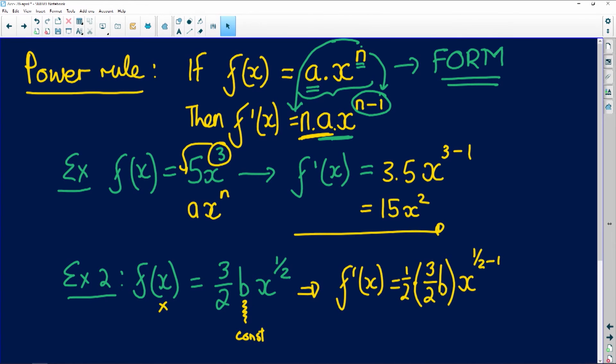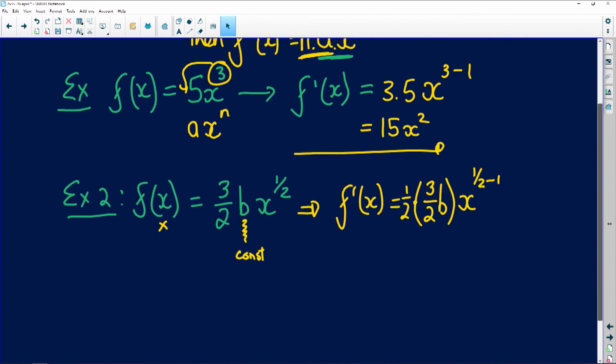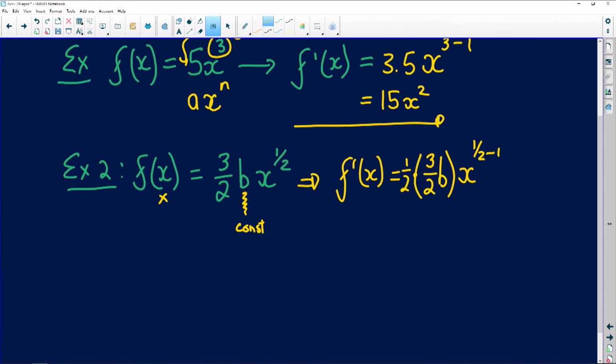Now if I want to look at or simplify that, it's quite easy. The coefficient is going to be very easy. It's 1, remember, if you have a fraction times a fraction, top times top, bottom times bottom. So 1 times 3 times b is 3b, 2 times 2 is 4. And now the x, a half minus 1, folks, we all know we don't need a calculator for that. That is minus a half.